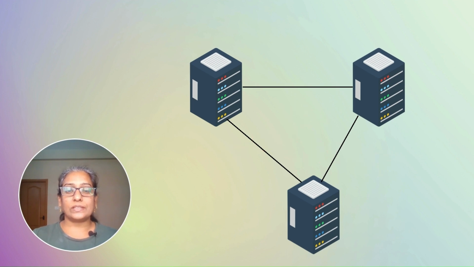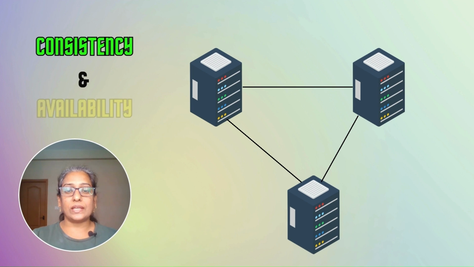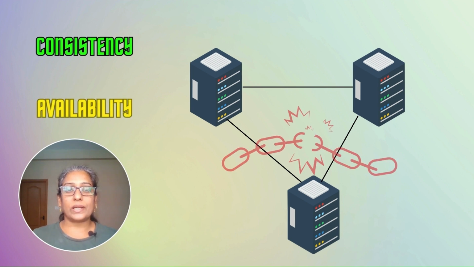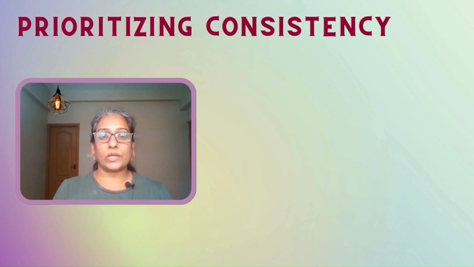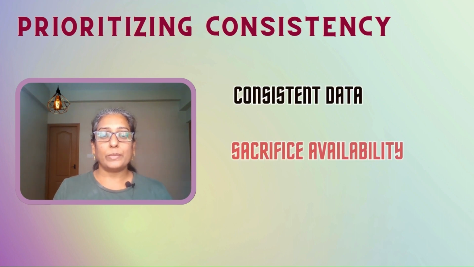When the network is functioning correctly, the system can provide both consistency and availability. And when the network partition happens, we must choose either consistency or availability. Thus, a better way of phrasing the CAP theorem would be: consistent or available when the network is partitioned. A system can either be consistent or available when the network is partitioned. That makes sense, right? Now, if a system chooses consistency over availability, it means that it prioritizes maintaining a consistent view of the data and may sacrifice availability during network partitions.